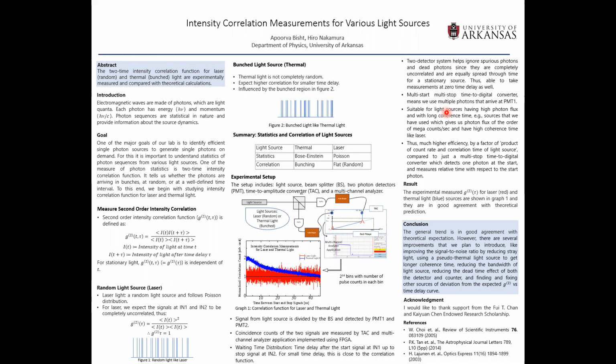Thus, comparing the theoretical predictions with our experimental data, we see that our data is in good agreement with the predictions. Hence, we are ready to use our system for future applications and for more rigorous correlation measurements. As a future plan, we would also implement several improvements to this setup, including improving signal to noise ratio by reducing stray light, reducing the bandwidth of the light incident, and increasing coherence time by using a pseudothermal light source. We can also reduce dead time effects of both the detector and the counter and find and fix other issues of deviation from the expected G2 function.